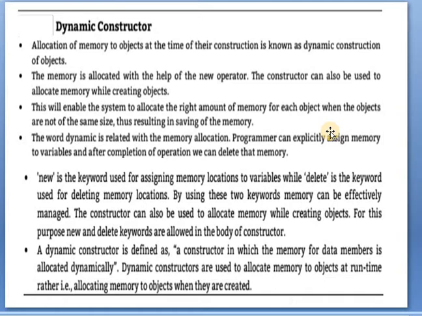The word dynamic is related with memory allocation. Programmer can explicitly assign memory to a variable, and after completion of the operation we can delete that memory. Explicitly means what? By writing some statements, it can allocate the memory to the variable, and after using that variable it can again delete that memory. So new is the keyword used for assigning memory location to a variable, while delete is the keyword used for deleting memory location.